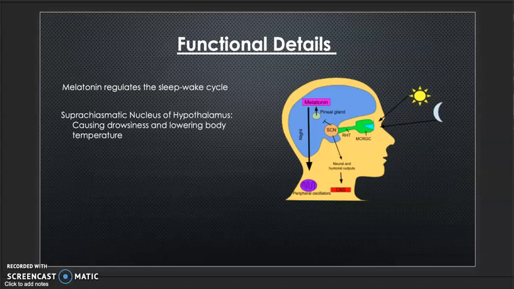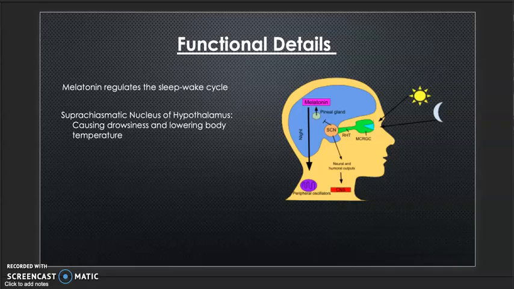Moving on to the next slide, functional details. So, when we look at melatonin, why do we need melatonin? What does it do in our body? Melatonin, its purpose is to regulate the sleep-wake cycle in our bodies, like I said. There are a lot of tissues that are sensitive to the hormone melatonin, but the main one is the suprachiasmatic nucleus of the hypothalamus. So for future reference, I'm just going to abbreviate this as SCN.